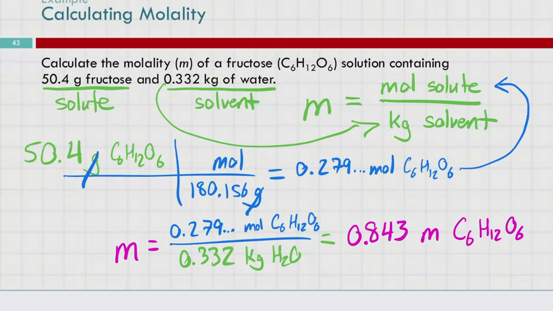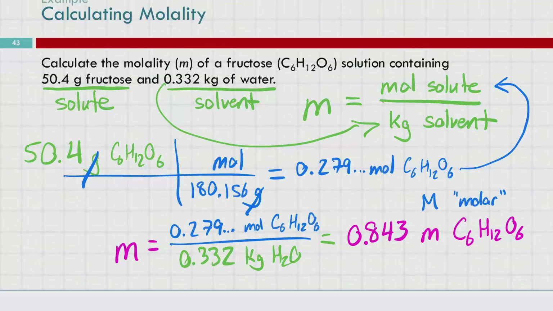And you might be thinking to yourself, that's not so bad. Anyone thinking that? That's not so bad. Mr. K, why do you hate molality? If this was capital M, in an alternate universe, how would we pronounce that capital M? 0.843 what fructose? We'd pronounce it molar, just dropping the itty part, right?